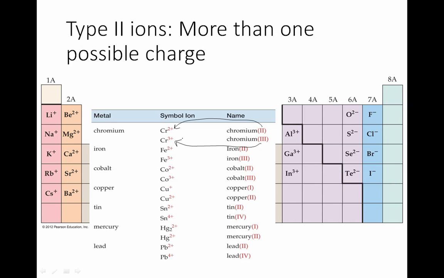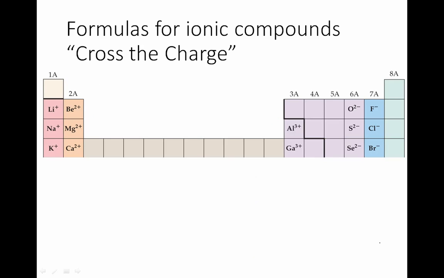So, type 1 ions, those are going to be these three. Your 1A, your 2A, your 3A. Type 2, that's going to be your transition metals because they form more than one type of charge. Alright, so what we're trying to learn today is how are we going to combine them to form ions and form ionic compounds.